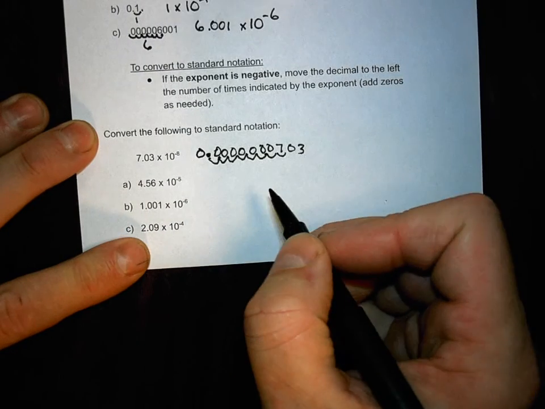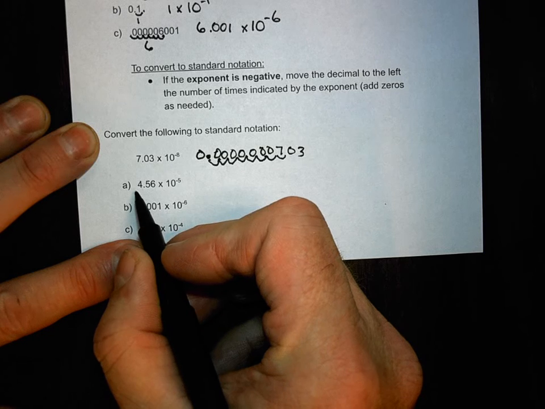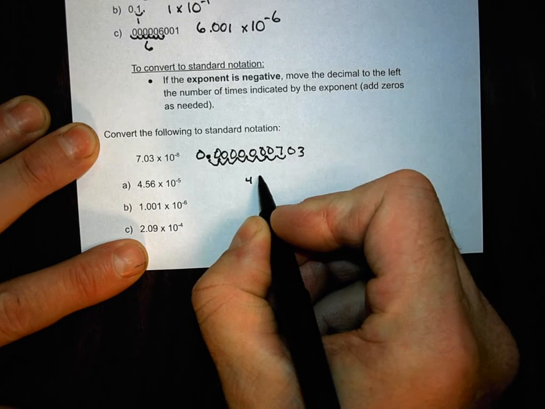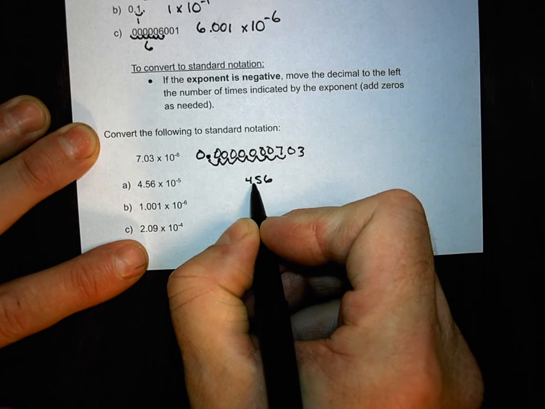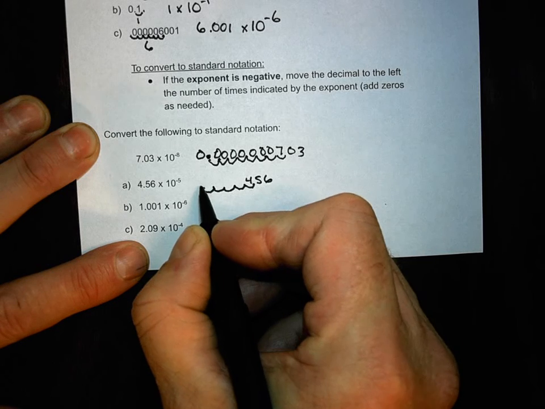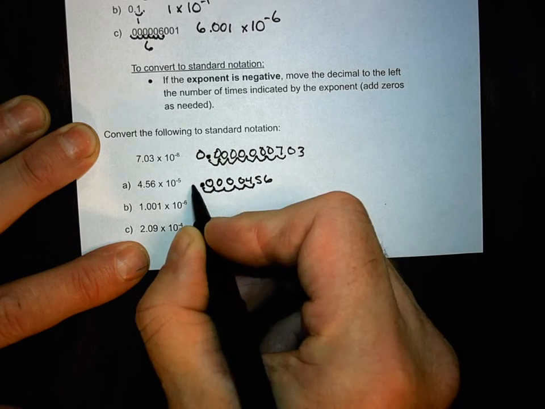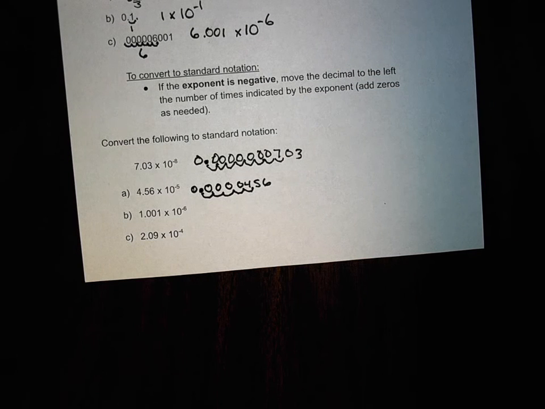Okay, so you're going to move your decimal to the left 5 times. So I'm going to put my 4, 5, 6 way out here, right? And I'm moving it 5 times to the left, and then you're going to get 0.000456. Sehr gut. There's a lot of zeros. Auf Deutsch, that's very good.